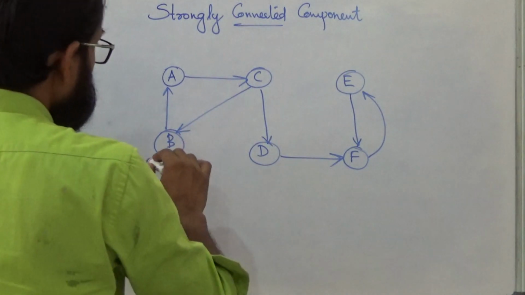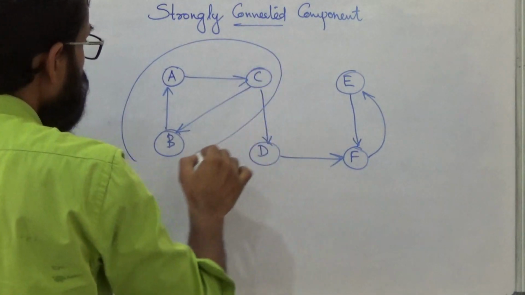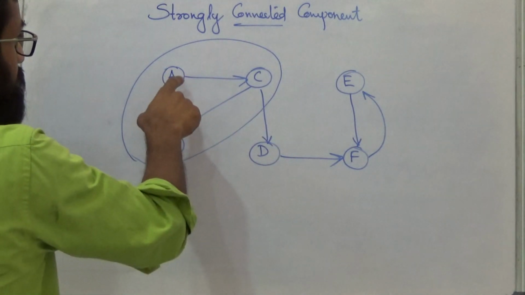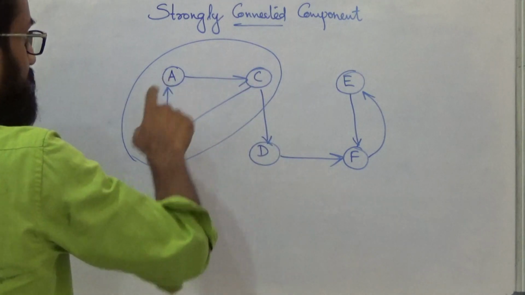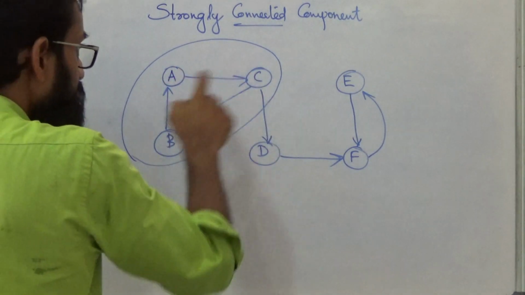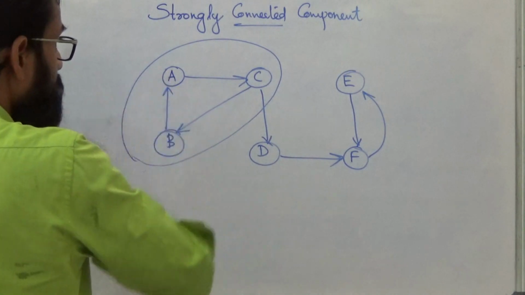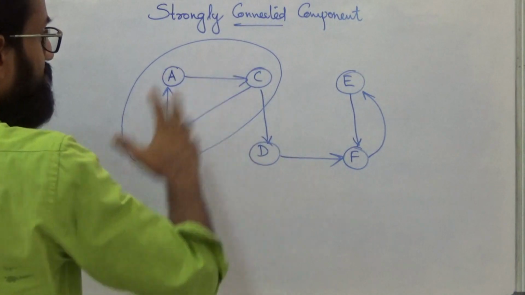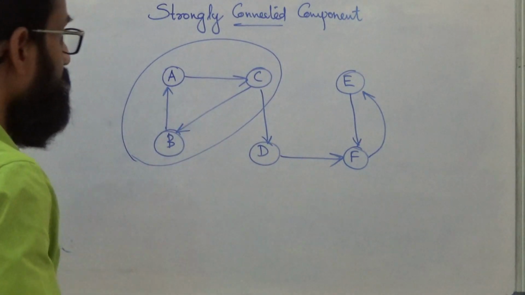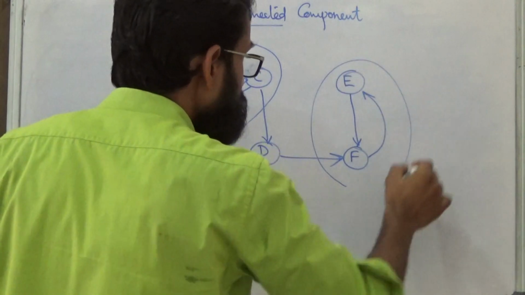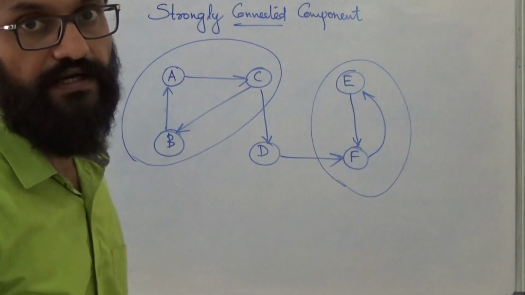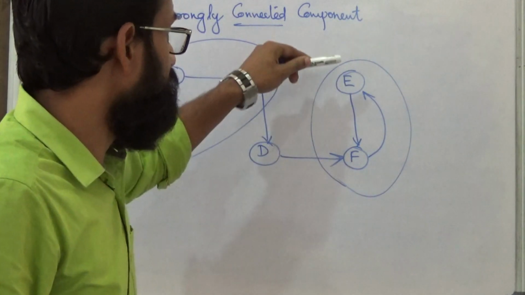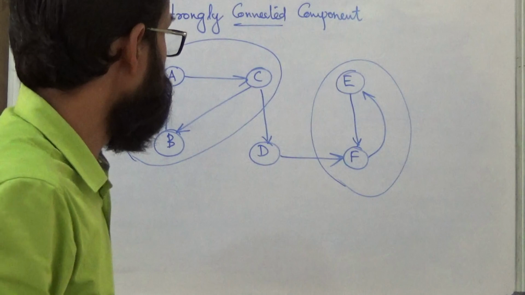So in this case I can say that this is one strongly connected component, because if I take any pair of vertices, if I take AC or CA, there exists a path. If I take A to C, there is a path. If I take CA, there is a path CBA. Similarly, B to C, there is a path. C to B, there is a path. So that is a strongly connected component. If I take this particular subgraph, that is again a strongly connected component, because there exists a path between E and F. You can move from E to F and F to E.